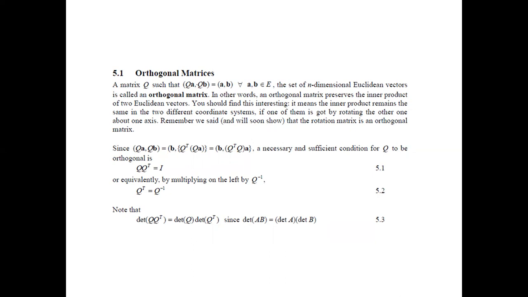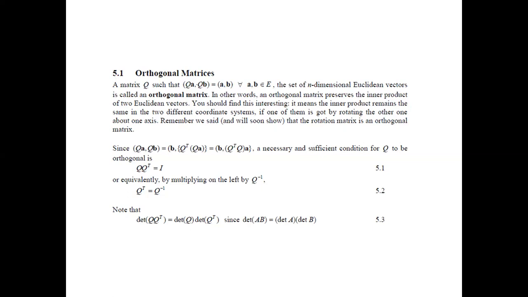A matrix Q such that this holds, where E is the set of n-dimensional Euclidean vectors, is called an orthogonal matrix. That means that there should be a comma after Euclidean vectors. In other words, an orthogonal matrix preserves the inner product of two Euclidean vectors. You should find this interesting.